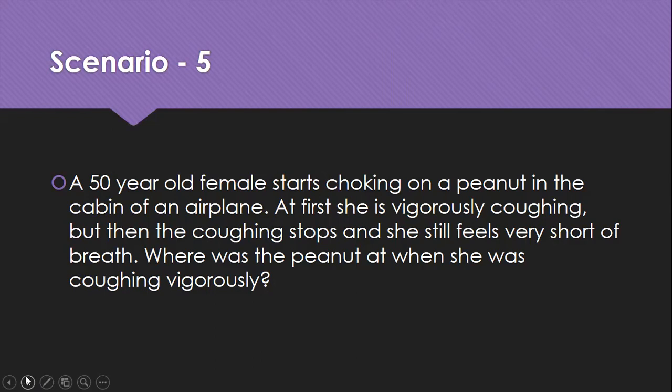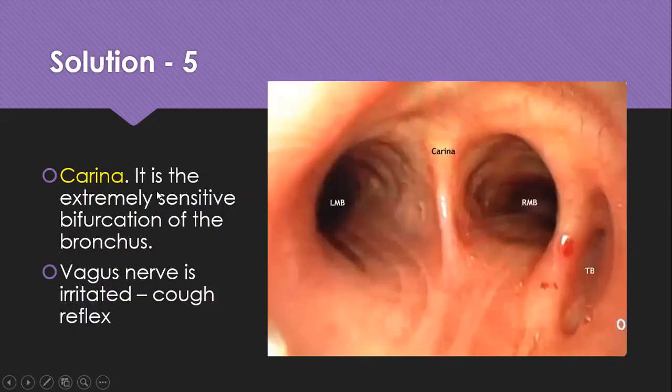So that point would be the carina. The carina is at the division of the left main bronchus and the right main bronchus. So this star, which you can see, is the carina. It is extremely sensitive because it is innervated by your vagus nerve. And if the peanut gets stuck here, because of irritation of the vagus nerve, the patient will have cough.